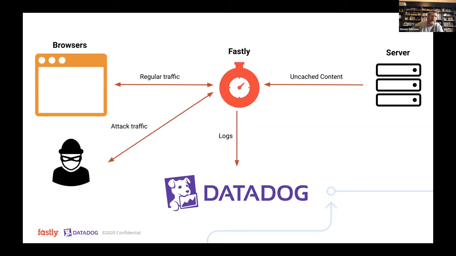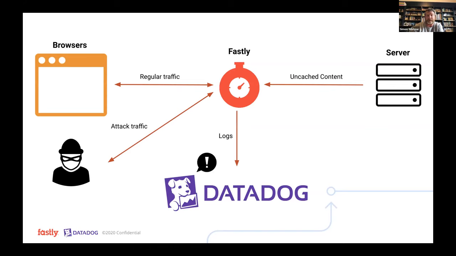And then some sort of bad guy comes along and starts trying to do malicious traffic, whether that's layer 7 application level traffic or a lower level DDoS or something like that. But you start getting this bad traffic coming in and it's going straight to Fastly. So we send that back in the logs to Datadog.